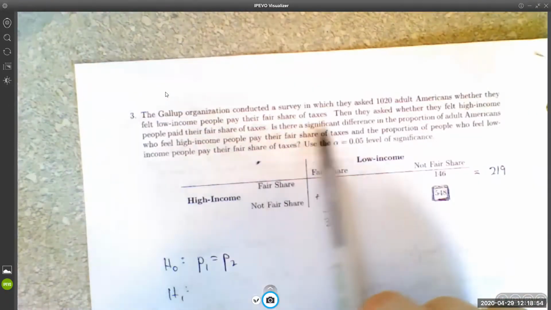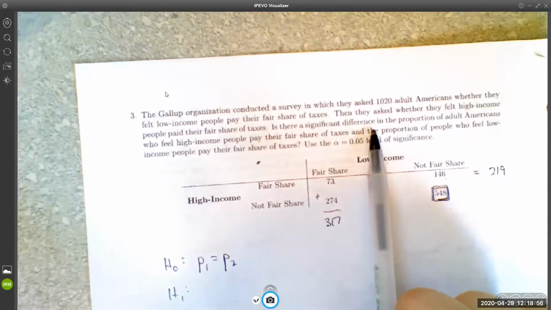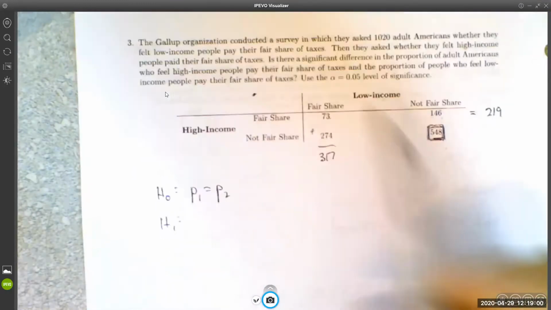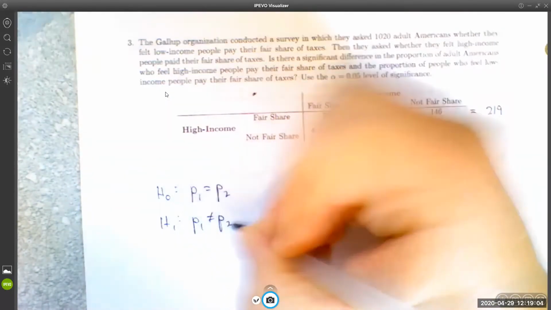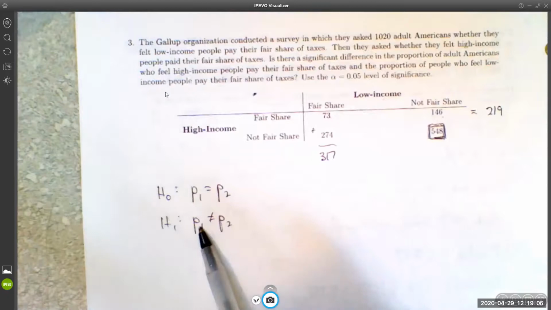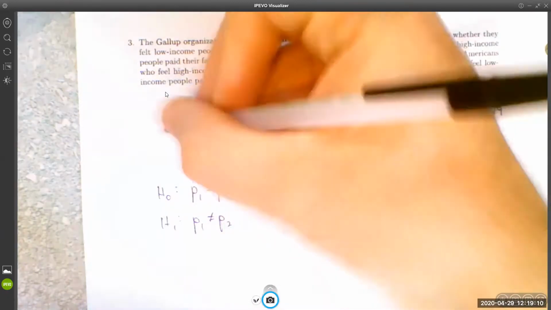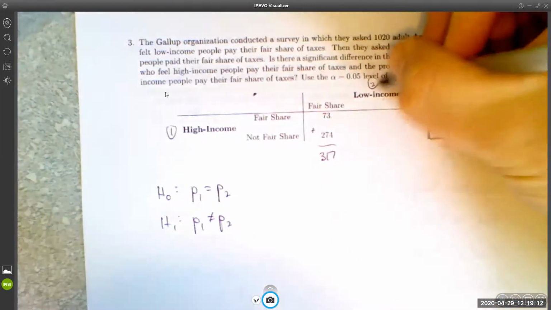well, we want to know if there's a significant difference. Okay, we're not trying to claim that one is bigger than the other. We just want to know if they're different. Okay, so the alternative hypothesis is that the proportion of people who think high income people pay their fair share is different from the proportion of people who think low income people pay their fair share. So I'm kind of thinking of it like this.